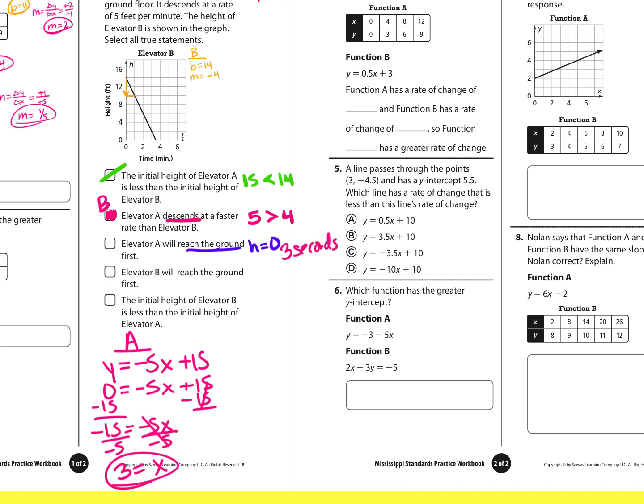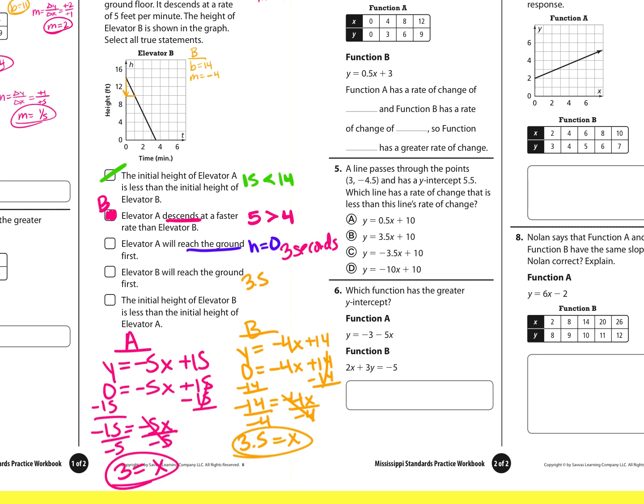And then we have to check elevator B and answer its problem here. For elevator B, y equals negative 4x plus 14. But we're going to plug in 0 for that height. So I'm going to subtract 14 from both sides. I get negative 14 is equal to negative 4x. Divide both sides by negative 4. And we find that x is equal to a positive 3.5. So this one takes 3.5 seconds.